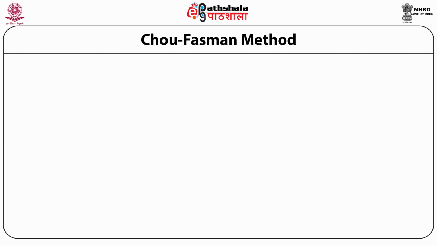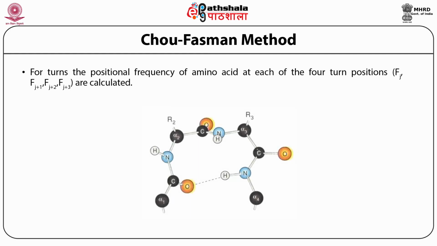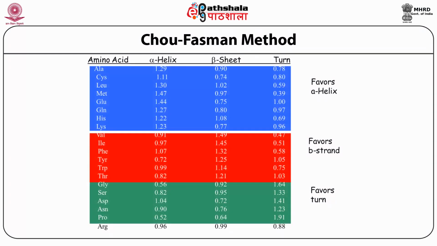But before that, I must also say that turns are a little special. In a beta turn, the 4 positions are not really identical, so they have different roles to play. So one would have to calculate the propensities for each of these 4 positions. So that is also used. So let's say we have the list of these propensity values which you have obtained from a database.